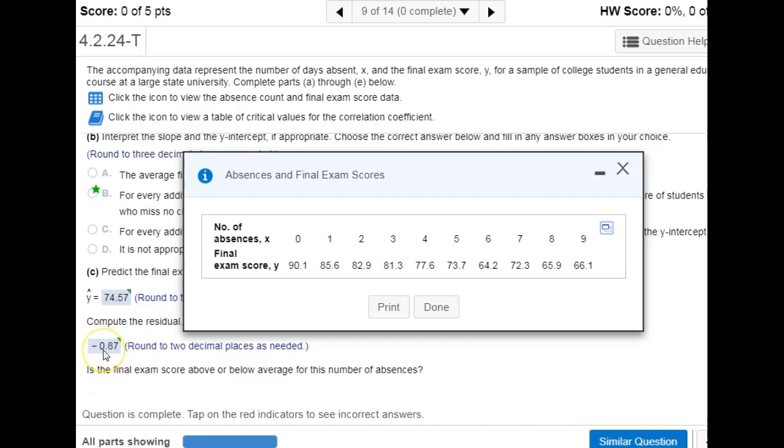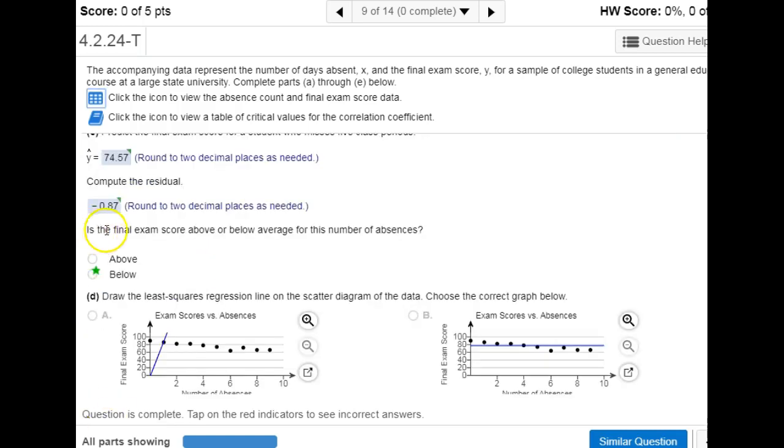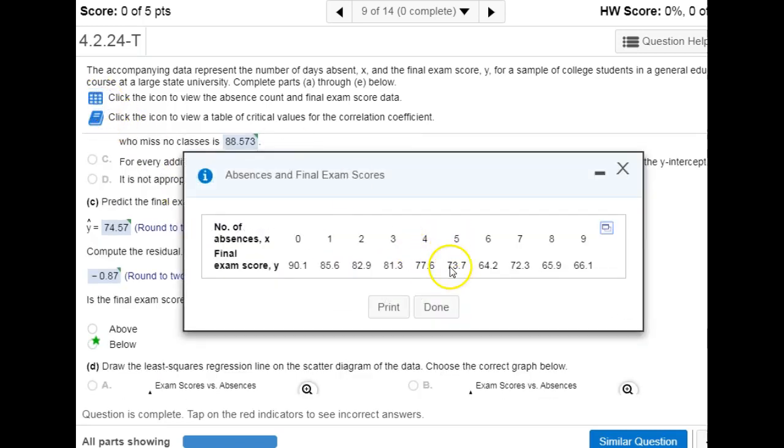It's going to come out to be negative because our actual data is below the least squares regression prediction. And here where it says, is the final exam score above or below average for this number of absences? It's asking whether this data value is above or below average. Well, the prediction from the least squares regression line is what we assume to be the score on average for people missing 5 classes. And so this is below the average, and we can see that from the residual being negative, and also just by comparing the two numbers, we see that our actual data score is less than our predicted score.